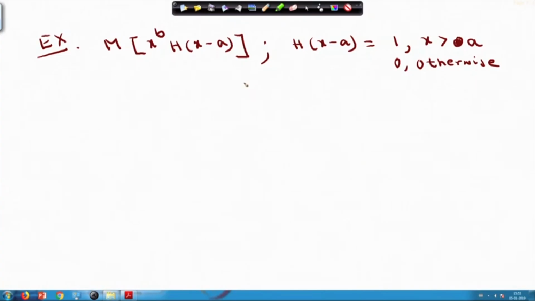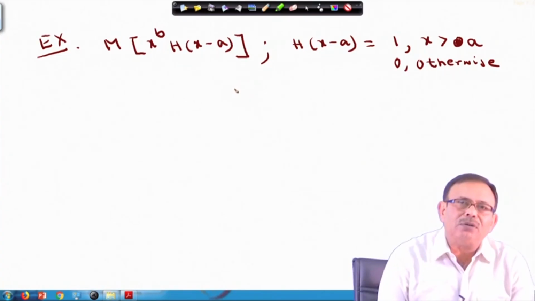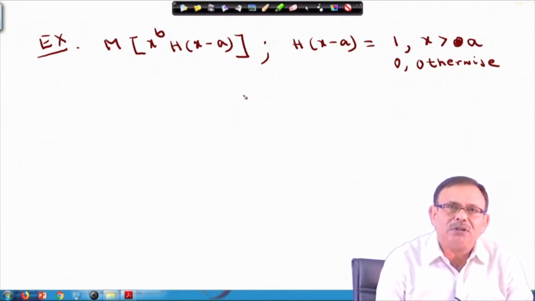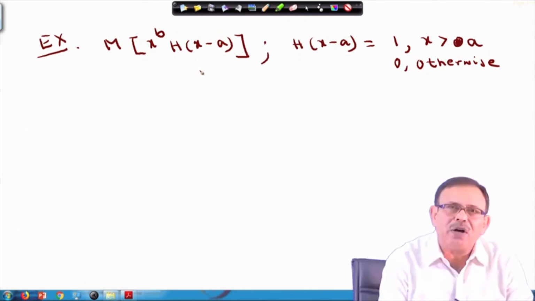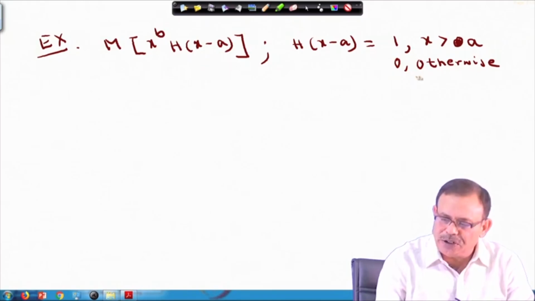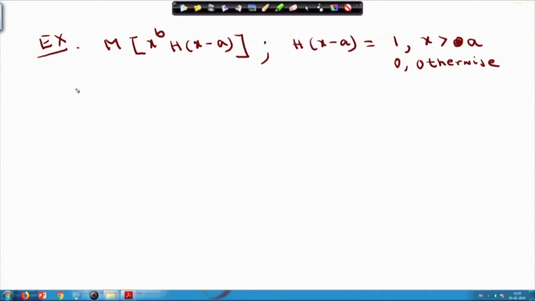So, we want to find out the value of the Mellin transform of the function x to the power b into h of x minus a, where h of x minus a is nothing but the Heaviside function, which is defined as h of x minus a equals 1 for x greater than a and it is 0 otherwise. Now, let us start with this one. What is the Mellin transform of the Heaviside function? That we want to find out first.